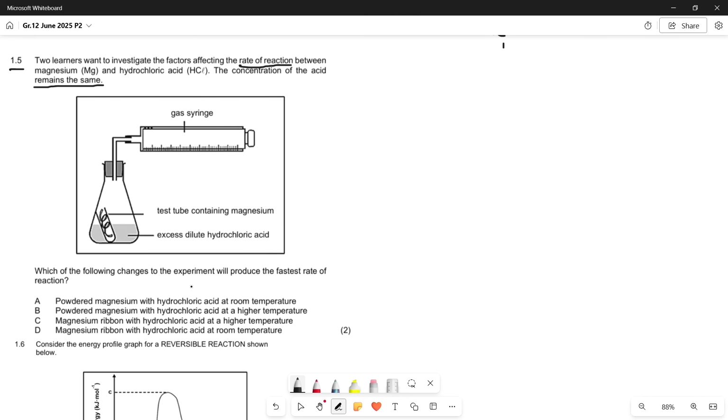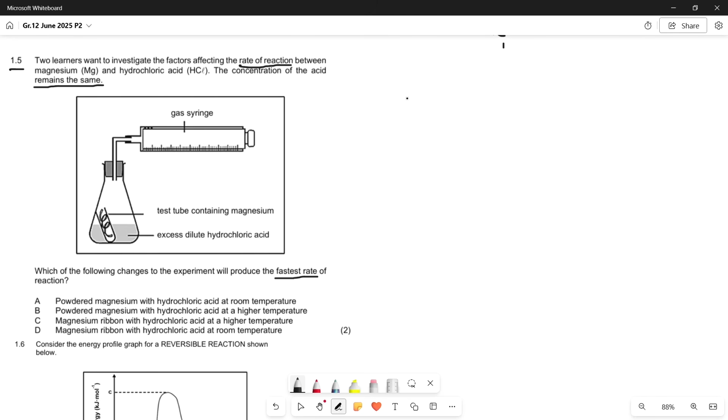So which of the following changes to the experiment will produce the fastest rate of reaction? So A says powdered magnesium with hydrochloric acid at room temperature. B says powdered magnesium with hydrochloric acid at a higher temperature. C says magnesium ribbon with hydrochloric acid at a higher temperature. And D, magnesium ribbon with hydrochloric acid at room temperature.